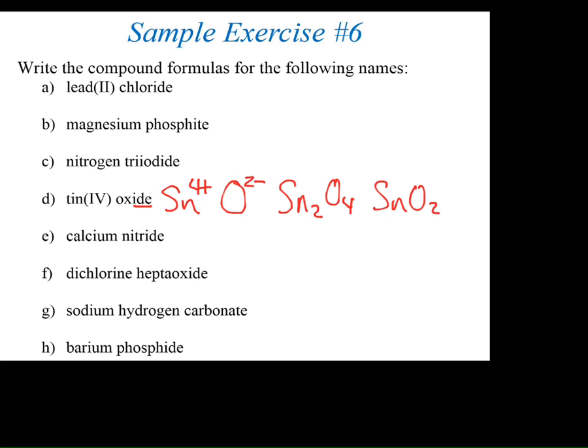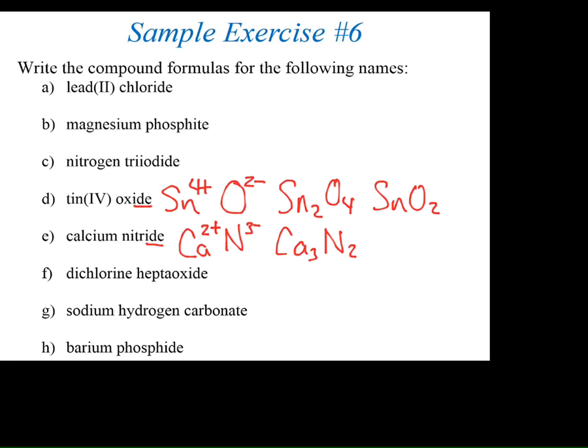Okay, calcium nitride. So calcium, you find calcium. It's in group 2, so it's 2 plus. Nitride, "ide" again. That means nonmetal by itself, right? So you find nitrogen on the table, and it's 3 away, so 3 negative. So how do I make a 2 plus and a 3 negative balance? 3 calciums and 2 nitrogens. Right.